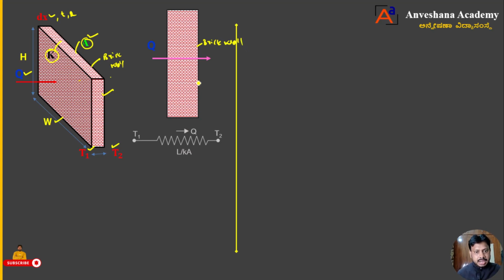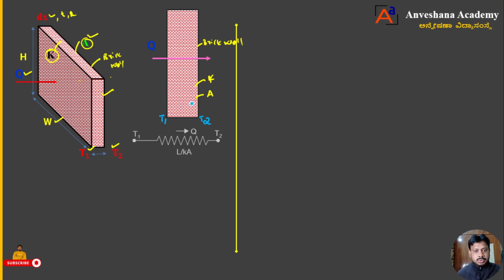Then next, it has a thermal conductivity. That thermal conductivity is K, and it has an area, which I will mark here as A. So the heat is moving from this point to this point, right? The temperature at this point I will mark as T1, and the temperature at this point I will mark as T2. So heat is moving from T1 to T2.